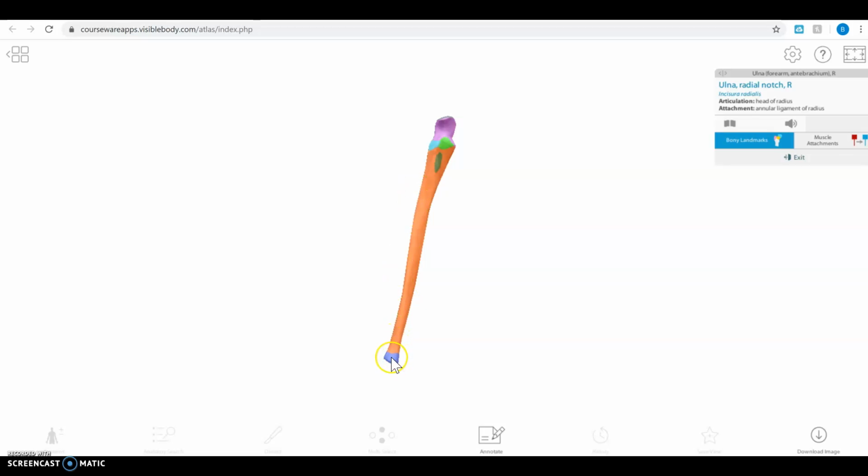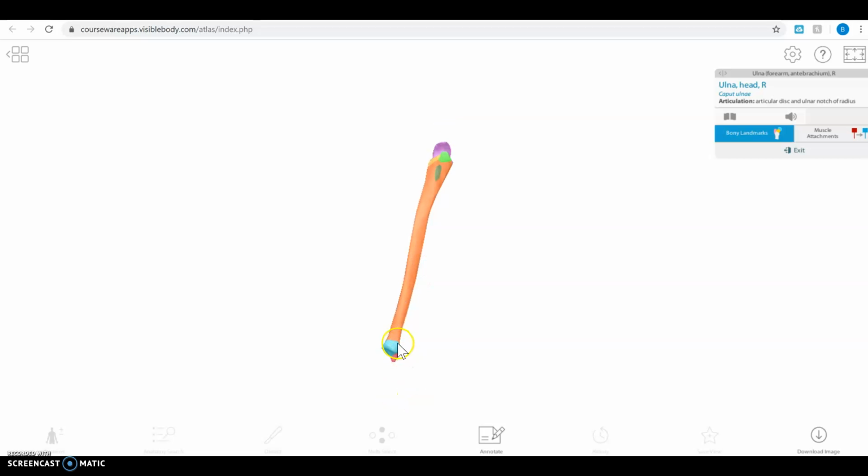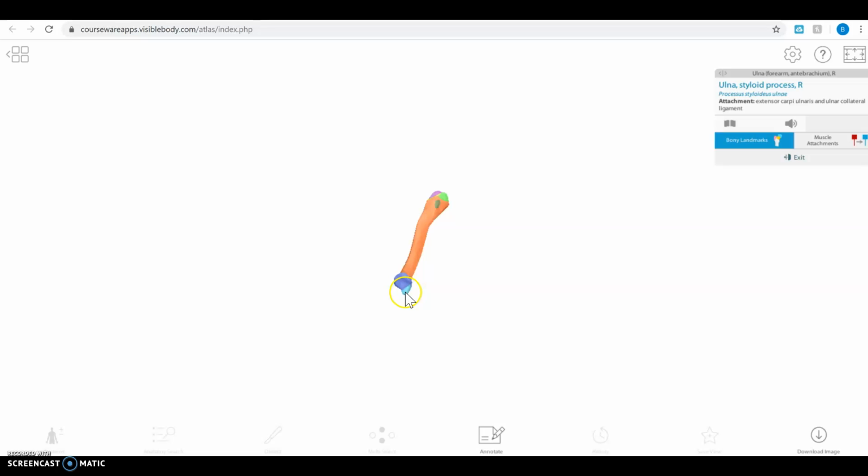And then down at the bottom, you have the head of the ulna. The head is at the bottom. If you take off this little styloid process, the head of the ulna looks pretty similar to the head of the radius. It's rounded and kind of has a flattened area. And then look at that, we have another styloid process. So this is the styloid process of the ulnar bone.